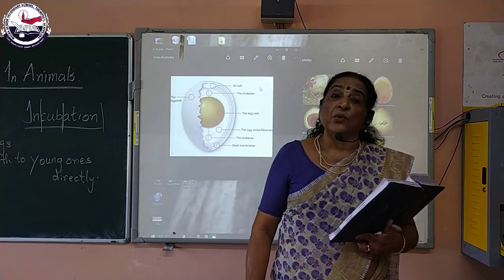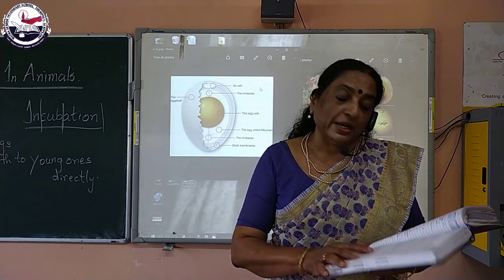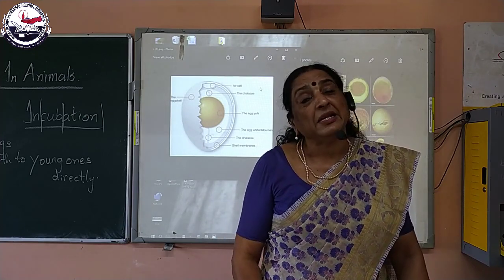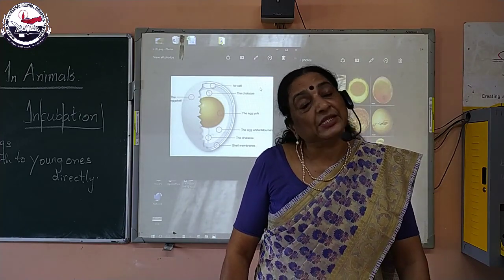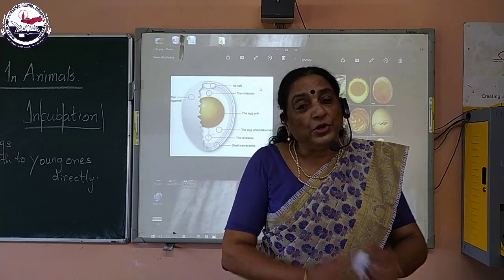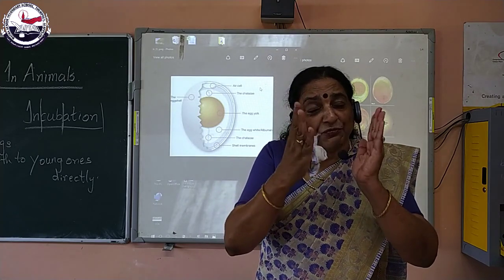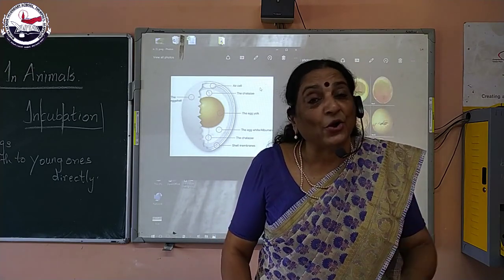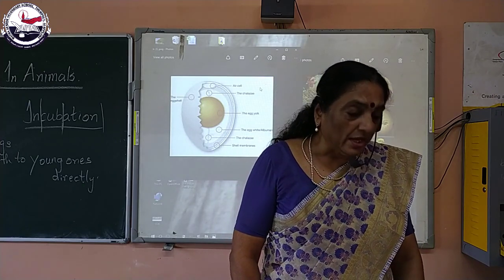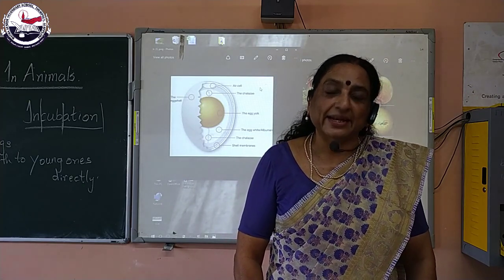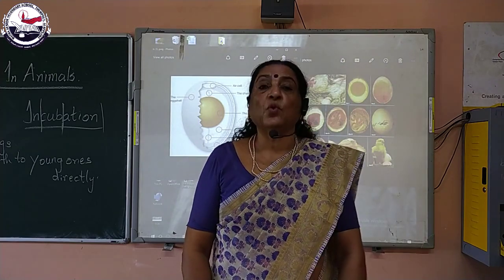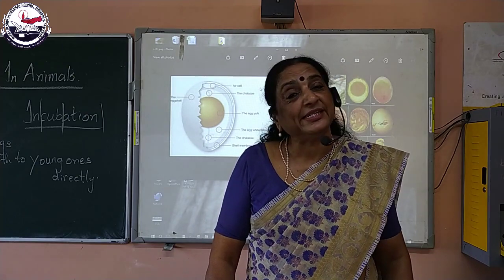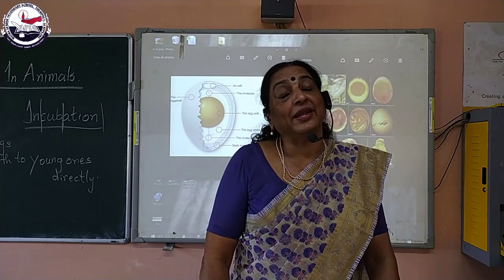The first stage of development of a multicellular organism is called embryo. That is, the first stage of development of a multicellular organism is called embryo. Okay, so what is called an embryo? The early stage of development of a multicellular organism is called embryo.